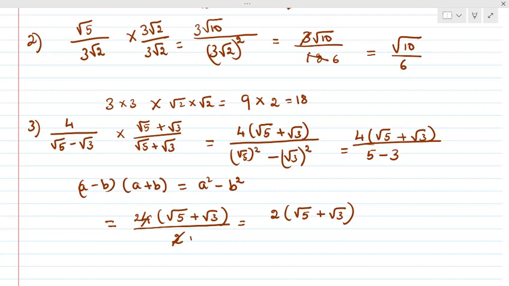We have to remember these identity formulas. A minus b into a plus b equals a square minus b square. The small trick in rationalizing this is that we use the same numbers, root 5 and root 3, but in between, if you have minus, then you have to put plus for rationalizing, and then automatically it will be solved.